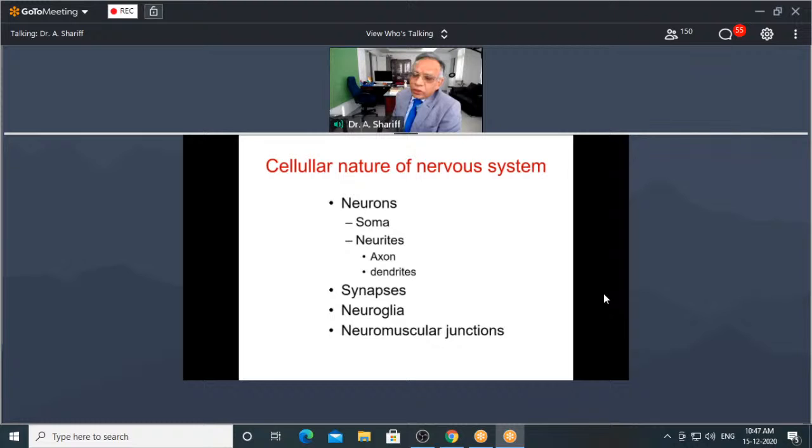The other cells of the nervous system are called the neuroglia. Glia actually means glue, so they are named as neuroglia, and neuroglia are the supporting cells. There are various types of neuroglia, and you will go into details of these neurons and glia in subsequent lectures. Axons also carry the impulses towards the muscles, which actually stimulate the muscles, and those are a kind of synapse between the neuron, the axon, and the muscles, and those are called the neuromuscular junctions, and you will also learn about the details of this.